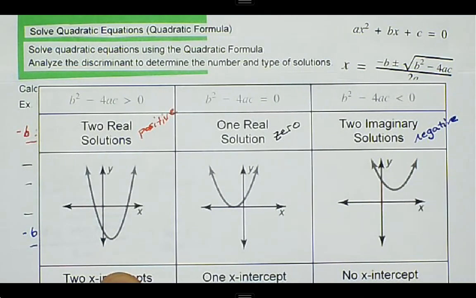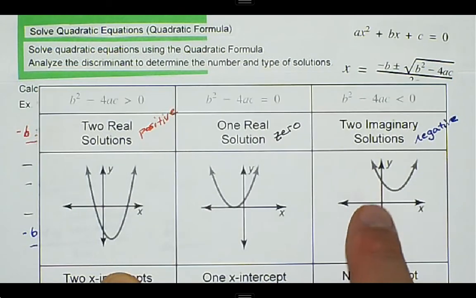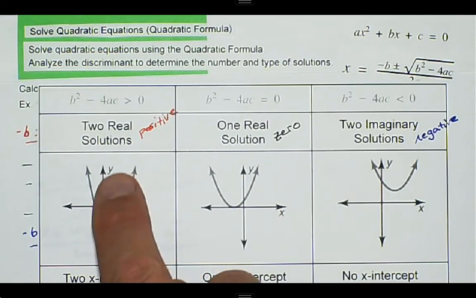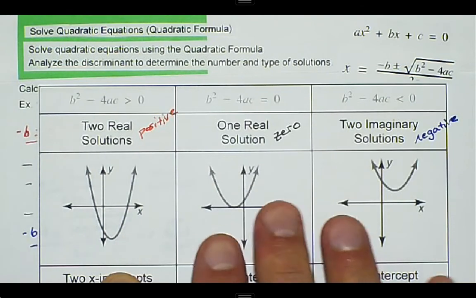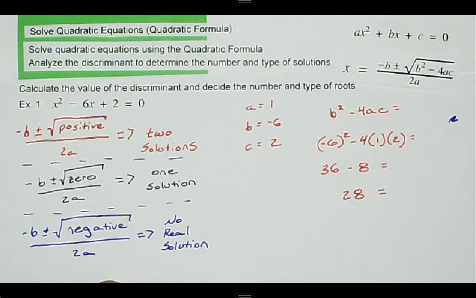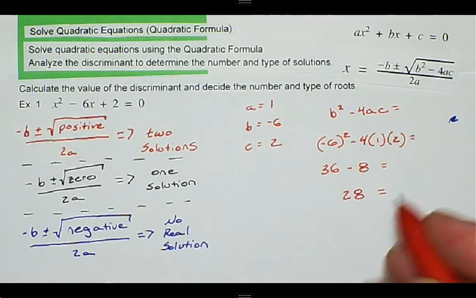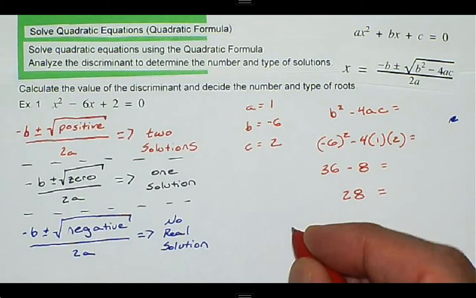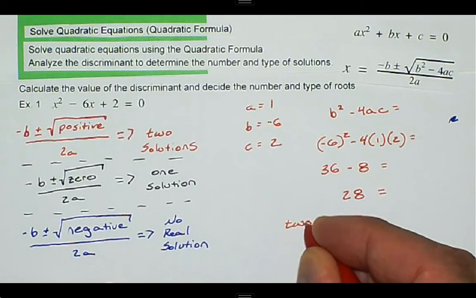If we have negative, we have no real solution. If we have 0, we have 1 real solution. If we have positive, we have 2 real solutions. So right here we have a positive 28. So in this case, we're going to have a positive under the discriminant. So this will give us 2 real solutions.